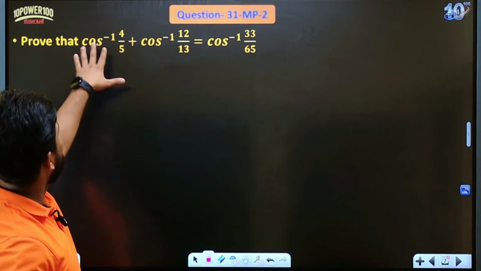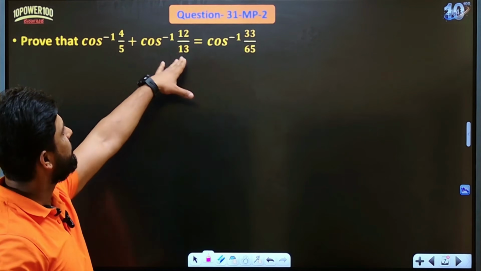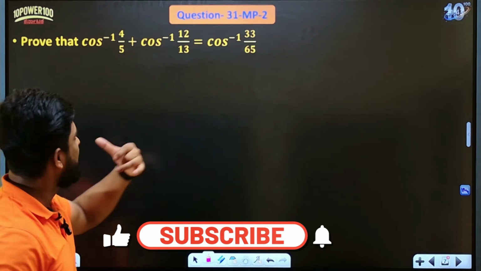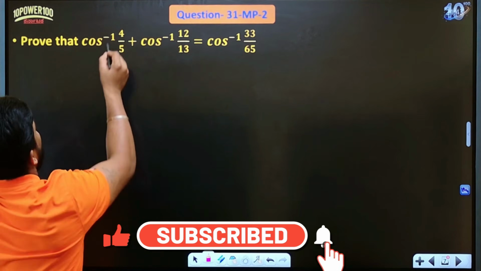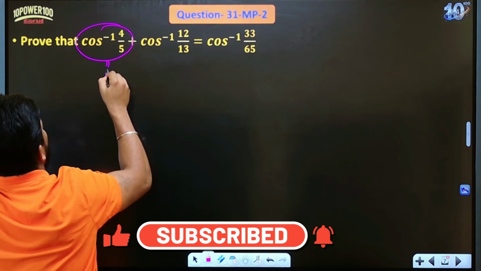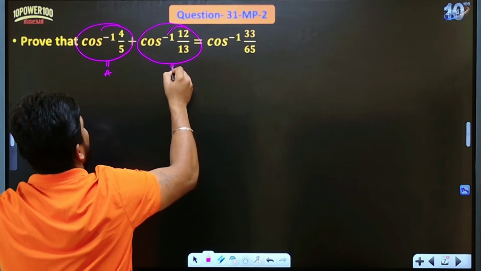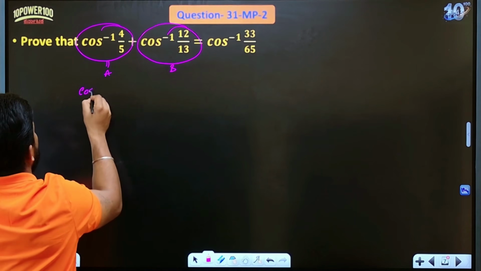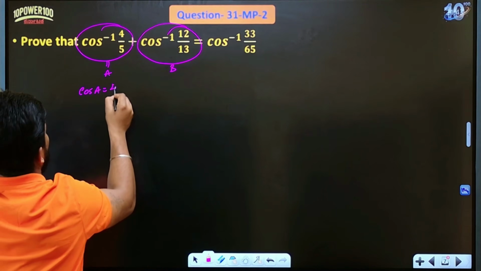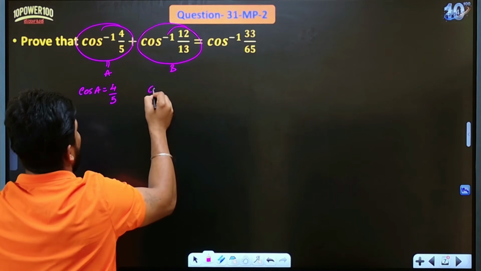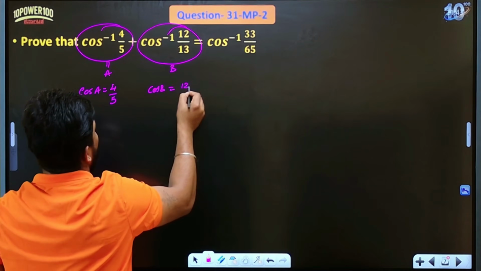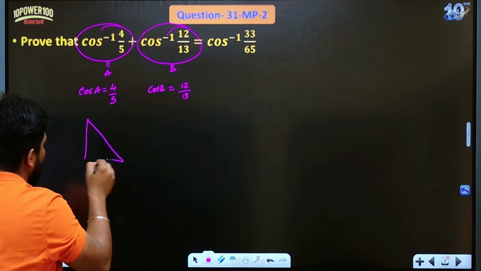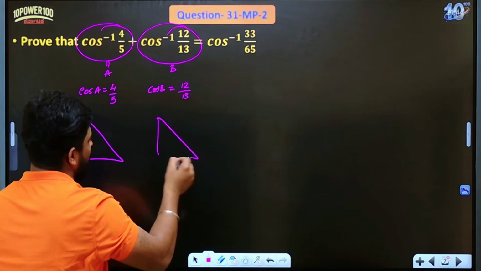So next question: cos inverse of 4 by 5 plus cos inverse of 12 by 13 is equal to cos inverse of 33 by 65. It is a little lengthy but it is an easy one. Consider this is equal to A and this is equal to B. So if we transpose, cos A is equal to 4 by 5 and cos B is equal to 12 by 13. Now draw a triangle for this, a right angle triangle, and for this also a right angle triangle.